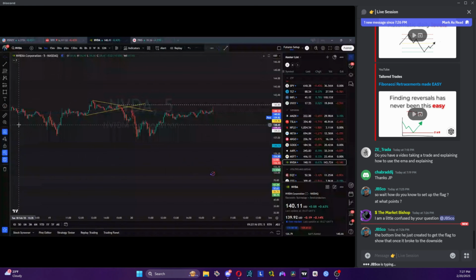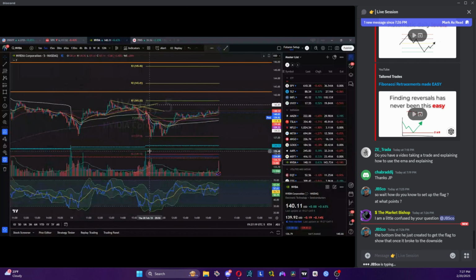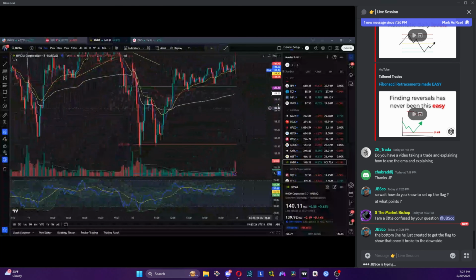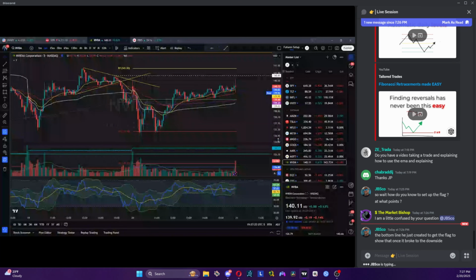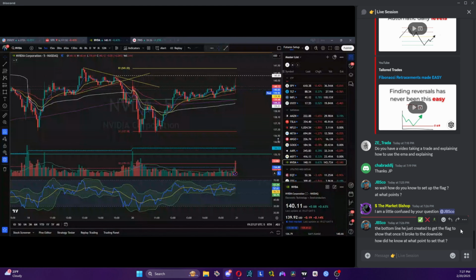And eventually you get so good at understanding these EMAs and understanding where they're going to be on the chart, because you recognize price action, that it just becomes automatic. Literally just becomes automatic.